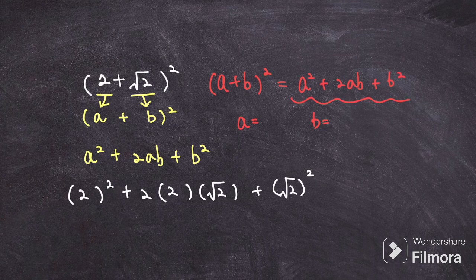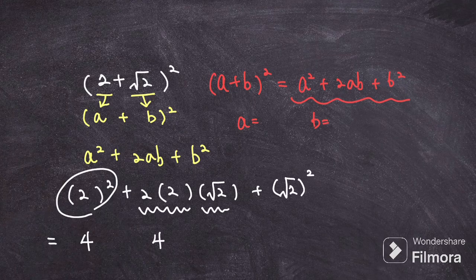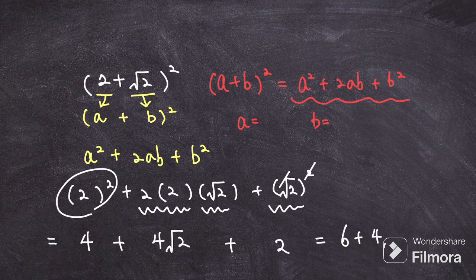All there is left for us to do is solve this out. We have 4. 2 times 2 times square root of 2 is, well, we first deal with integers first. So 4 times square root of 2 is 4 square root of 2. And then square of square root of 2 is, well, we can just eliminate those and come up with 2. Add all those up, and we have 6 plus 4 square root of 2.